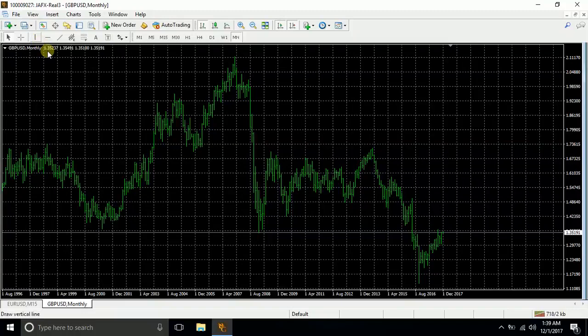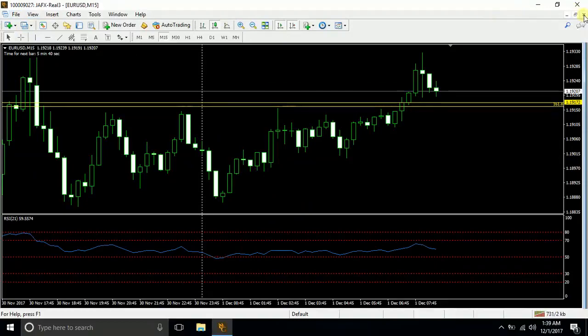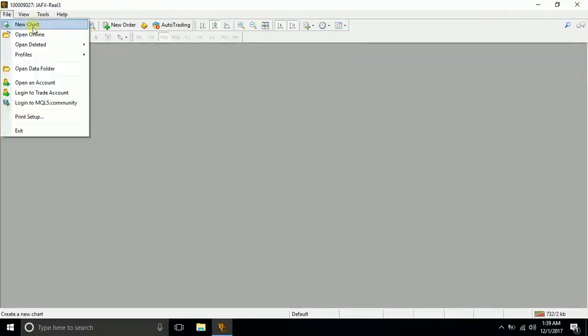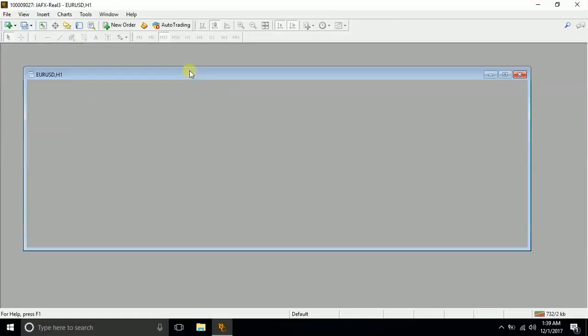Okay, for starters, open up a basic chart. This is in pound USD. Well, let's go back since we've been focusing on the euro. I'll go back to the euro. Empty chart.